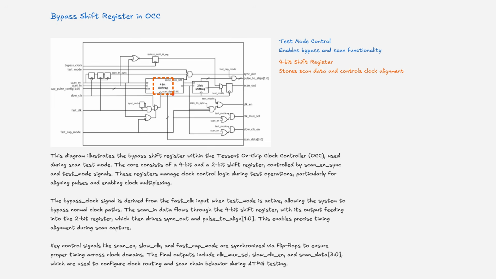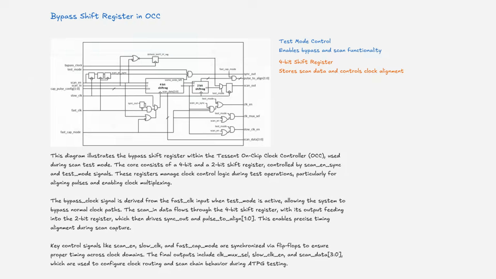The scan-in data flows through the 4-bit shift register, with its output feeding into the 2-bit register, which then drives sync out and pulse to align 1 to 0. This enables precise timing alignment during scan capture. Key control signals like scan enable, slow clock, and fast capture mode are synchronized via flip-flops to ensure proper timing across clock domains. The final outputs include clock mux select, slow CLK enable, and scan data 3 to 0, which are used to configure clock routing and scan chain behavior during TPG testing.